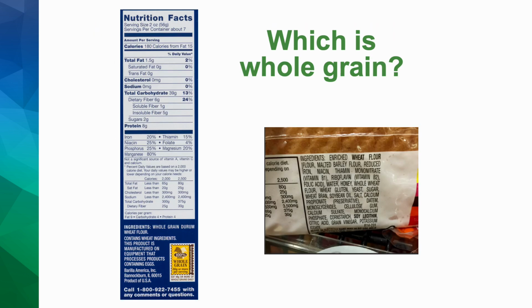How do you know if a product is a whole grain? The best way to tell if a product is a whole grain is to look at the ingredient list on the nutrition facts label. Let's check these items to see.